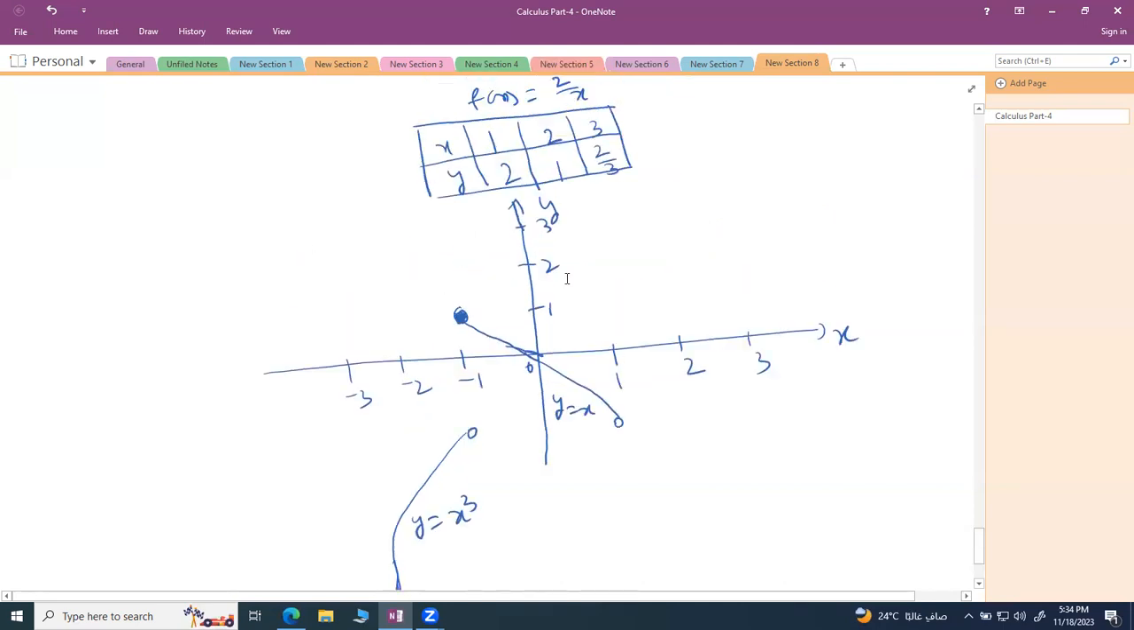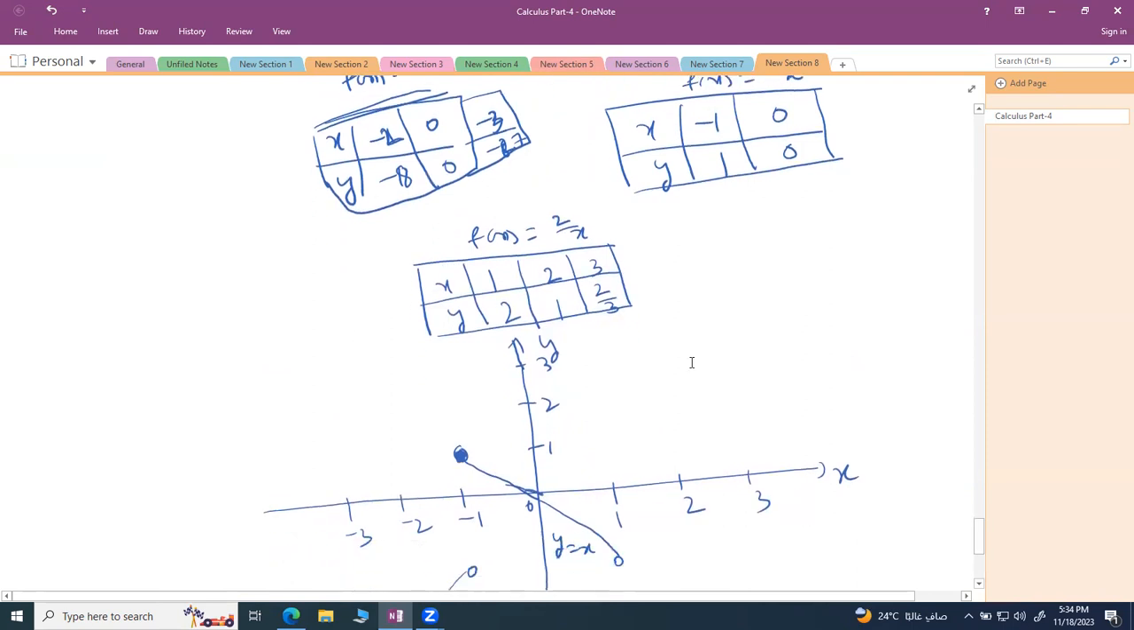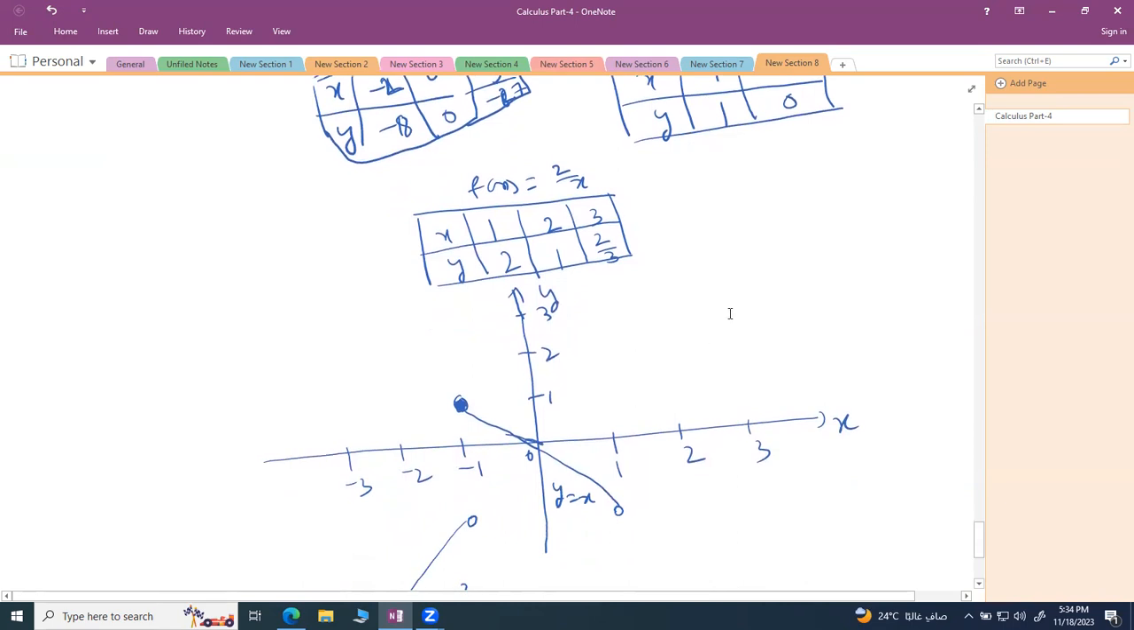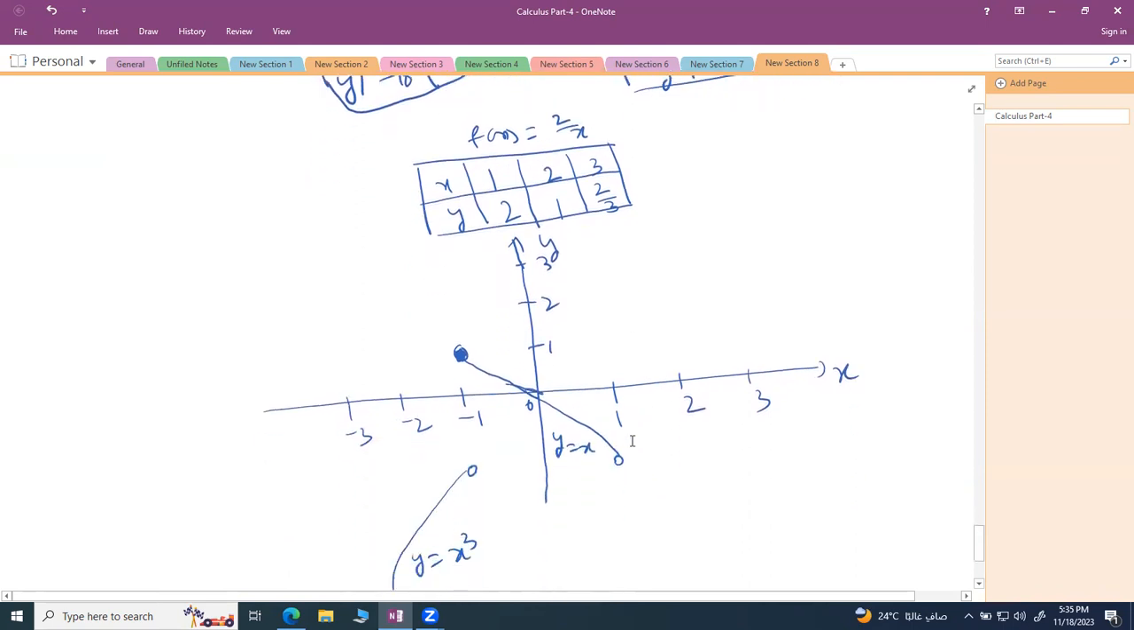If x value more than 1, here it is 2 over x, for x more than or equal to 1. So at x equal to 1, y value is 2. If x value 2, y value is 1.